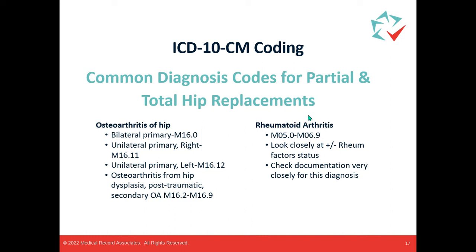Rheumatoid arthritis is another common reason for a hip replacement. Check your documentation carefully when you're coding rheumatoid arthritis because the rheumatoid factor status is included in these codes. ICD-10, however, does allow for an unspecified code if that rheumatoid factor is not documented.